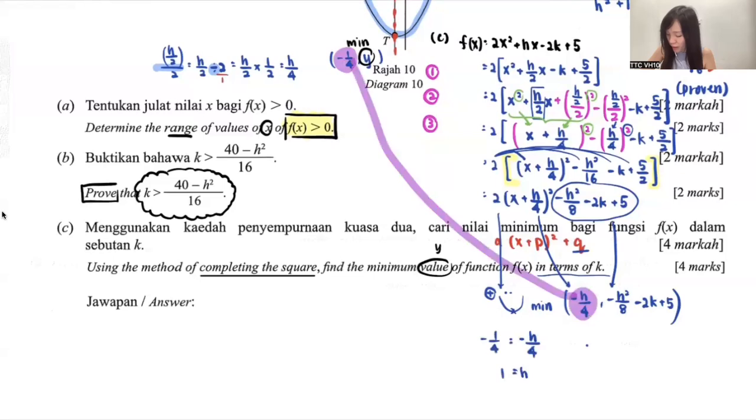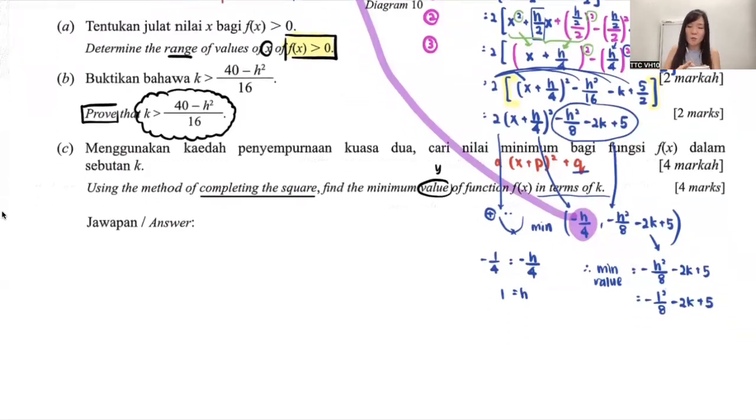So if H is 1, then the minimum value will just be the back one, which is negative H squared over 8 minus 2K plus 5, because the Y value is your minimum value. And then you already know your H value is 1, so you can sub 1 inside. So I press the calculator, negative 1 over 8 plus 5. I guess getting 39 over 8 minus 2K. Yes, that is your minimum value. 4 marks. Done.